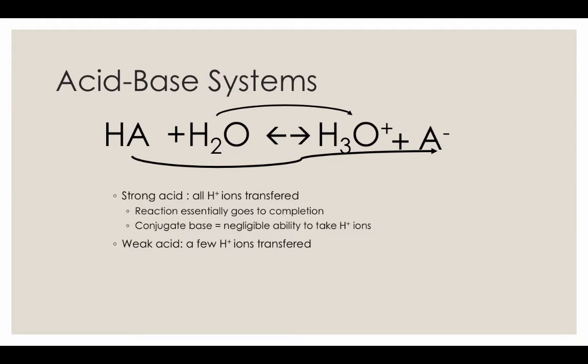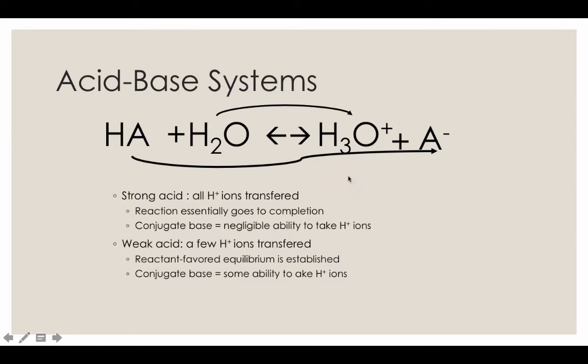Weak acids, on the other hand, transfer only a few H+ ions. This means that they will establish an equilibrium, and usually that equilibrium will be reactant favored, since very few of the H+ were taken by H2O. This also means that the conjugate base of the weak acid has a relatively strong ability to take H+ from H3O+ and cause the reaction to proceed in the reverse direction. Therefore, conjugate bases of weak acids tend to be on the stronger side.